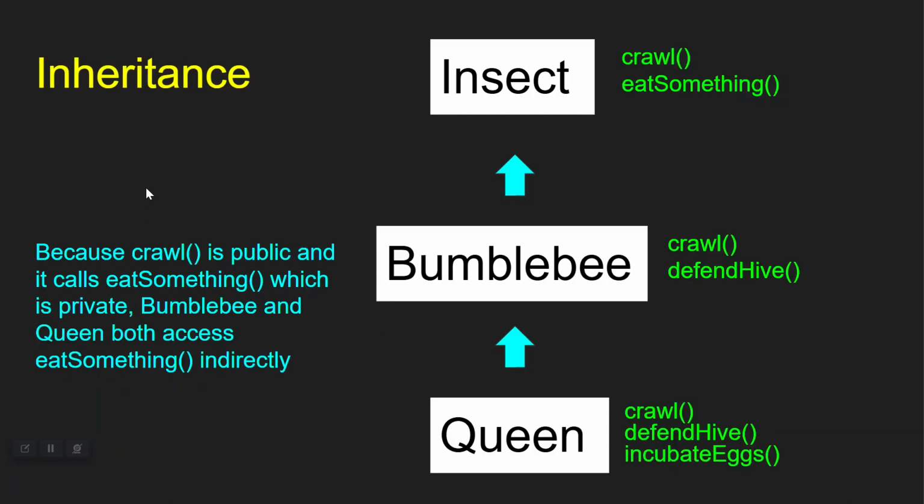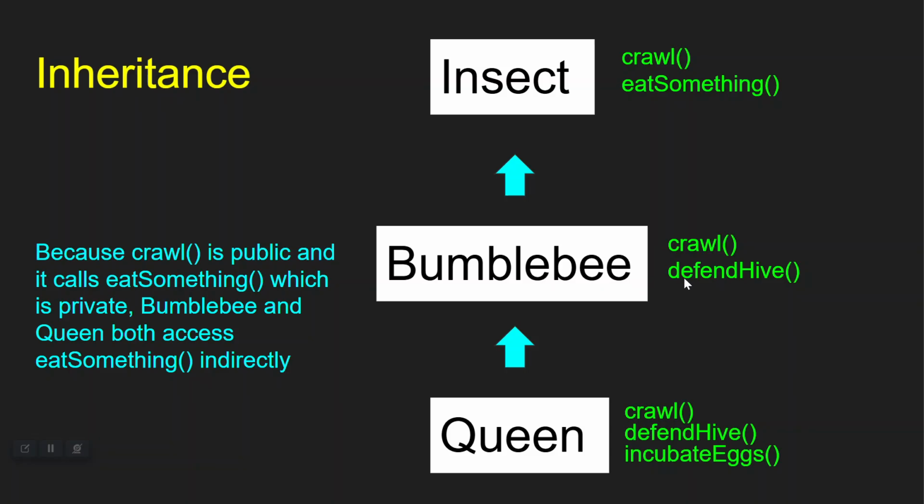So if we go back to this inheritance hierarchy, because crawl is public, and because it calls the eat something method, which is private, bumblebee and queen both access eat something indirectly. The insect class has crawl and eat something. The bumblebee class inherits crawl, which gives you indirect access to eat something.